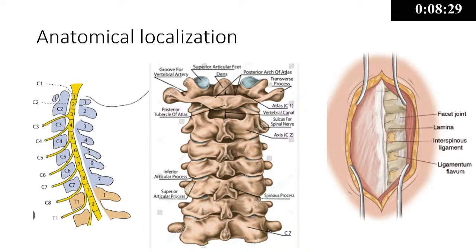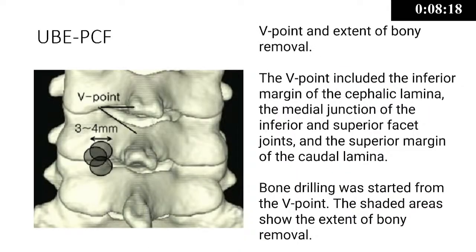If we operate between C5 and C6, the exiting nerve root would be C6. In the lumbar spine, below L4 will be the L4 exiting nerve root, and L5 would be the traversing nerve root. But here it is one level up. So if we operate between C5 and C6, C6 would be the exiting nerve root. So if we have C6 symptoms, we have to operate between C5 and C6.